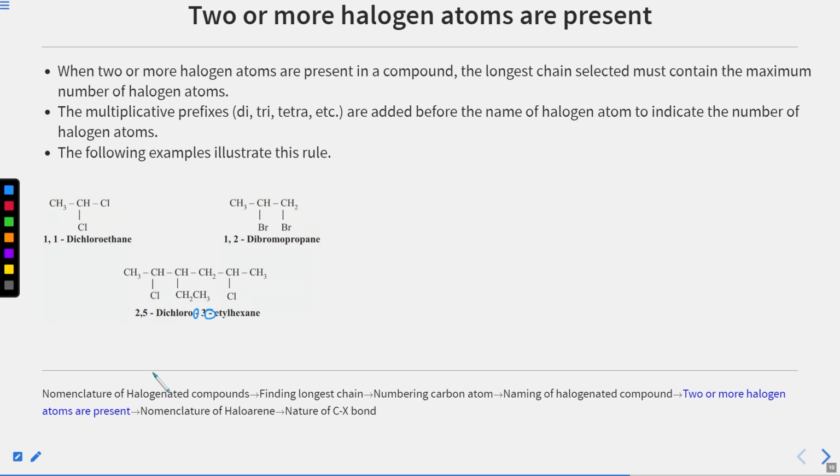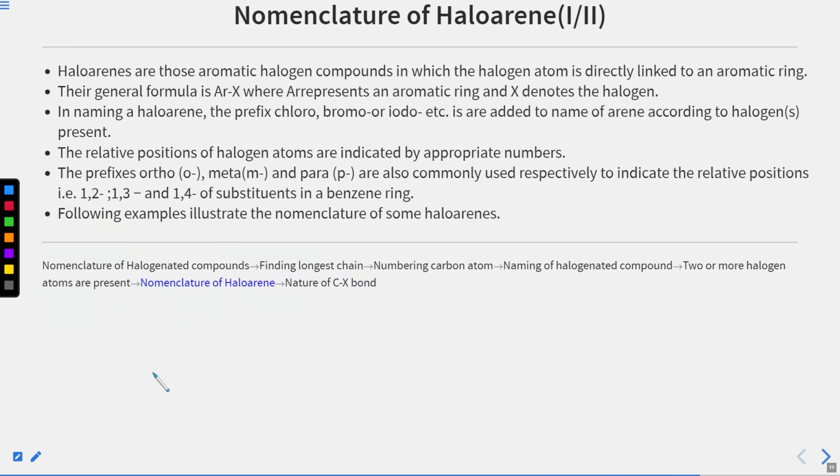Now we will move to the nomenclature of haloarenes. What are haloarenes? First of all, compounds in which the halogen atoms are directly linked to the aromatic ring. Those compounds are termed haloarenes. If you talk about the general formula, it is ArX, where Ar represents our aromatic system and X represents our halogen.